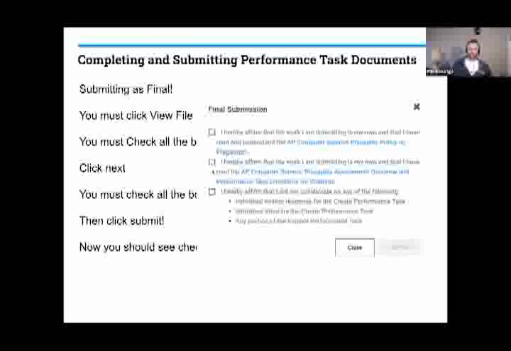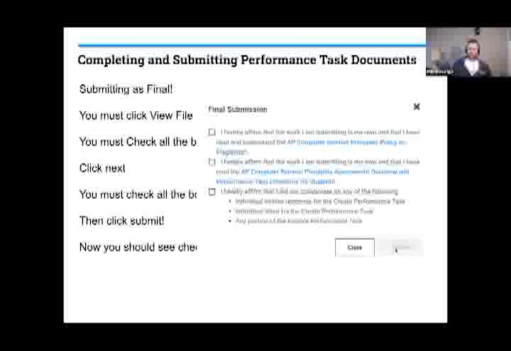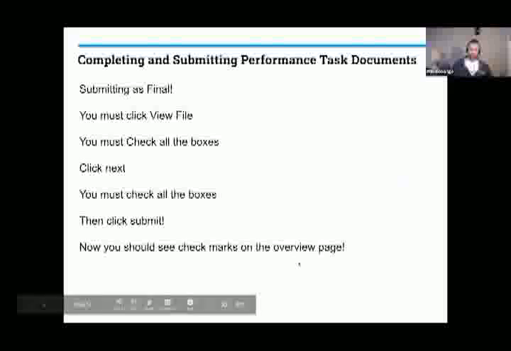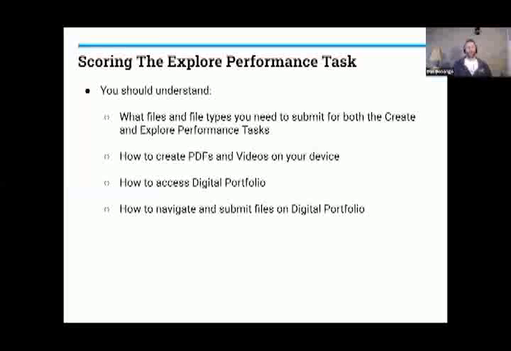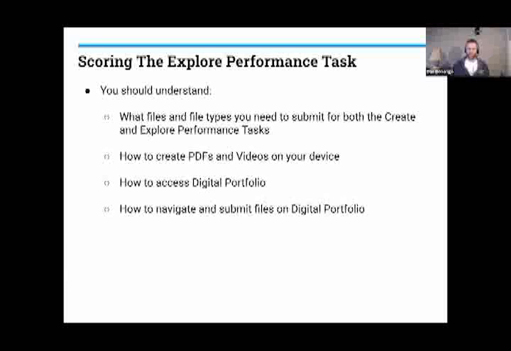So you click view file, it will download your file, and then you want to check to make sure that file is the one that you want and that it is actually working correctly. If it's a video, of course, you want to make sure that it is working properly. Once you have clicked that, then you will be able to click these boxes. You must check all these boxes. You're going to click next after you check the boxes. Then this is going to pop up.